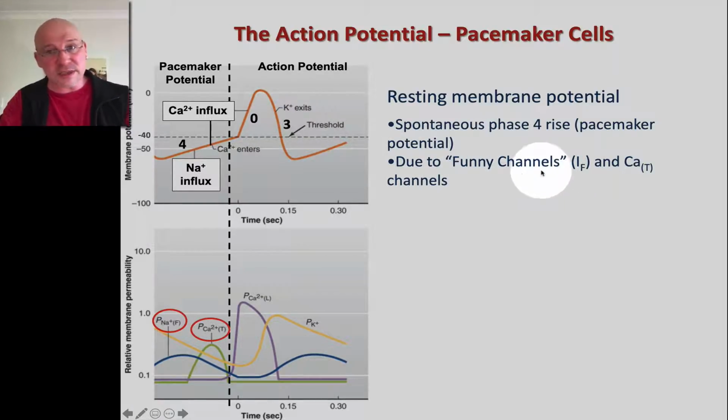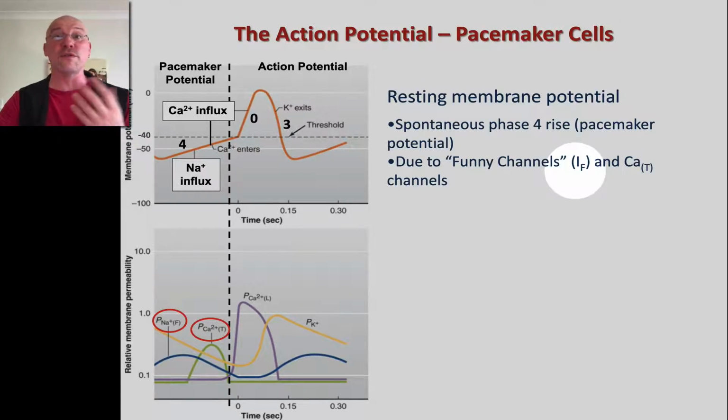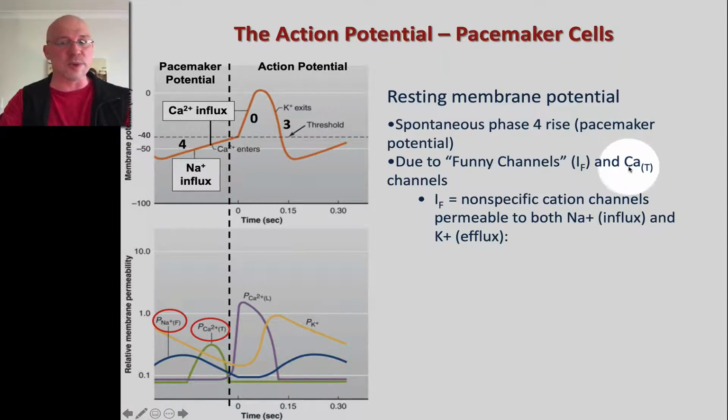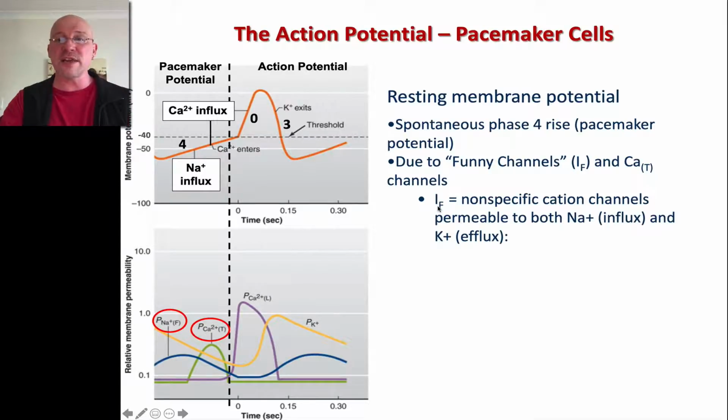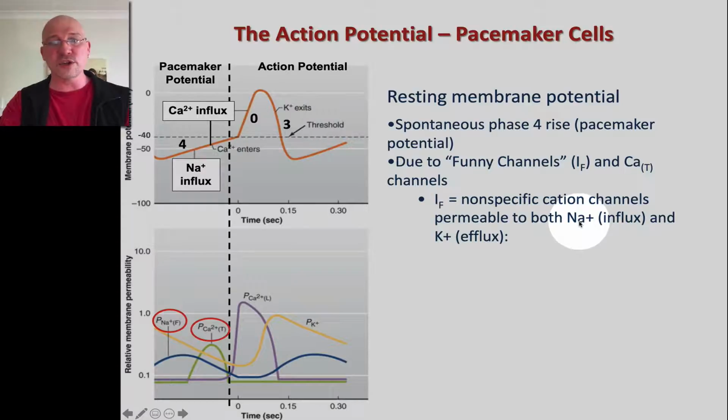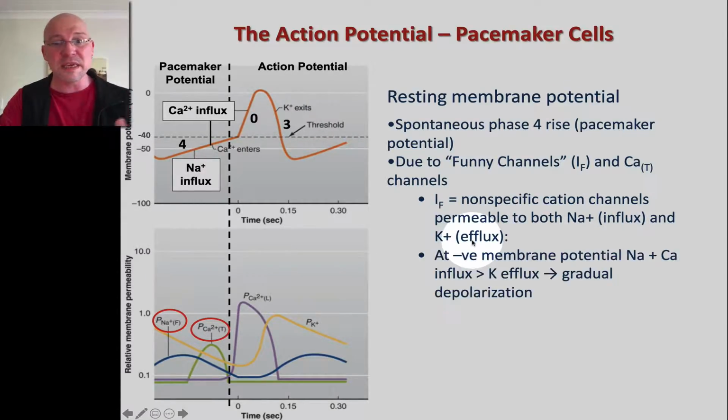That's due to funny channels, as we said, and the I stands for, again, the French intensité du courant, so the intensity of the funny channels or the flow of the funny channels, and also due, once we get up to about minus 50 here, to the transitory calcium channels, which open up. So these funny channels, we say, are non-specific cation channels. So they allow cations, positive ions, to go through them. So they allow sodium to come in, the influx, and potassium to go out, the potassium efflux.